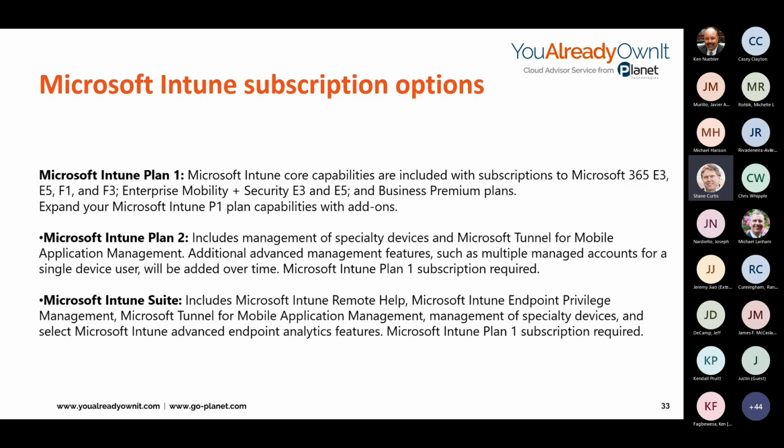that includes all the extra capabilities for one price. Intune Plan 2, if you want to do Microsoft Tunnel or management of specialty devices, is the only way to get those. You can't get them through add-ons right now. The only way to get them is through Intune Plan 2, which includes both of those capabilities. Plan 1 is still required. You would add Plan 2 on top of it. And then finally, Intune Suite is basically everything except the core capabilities.